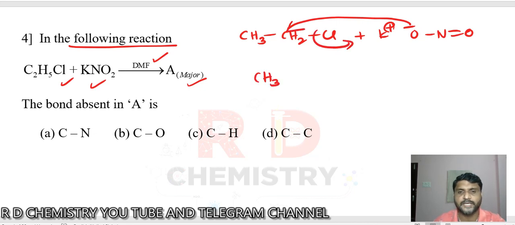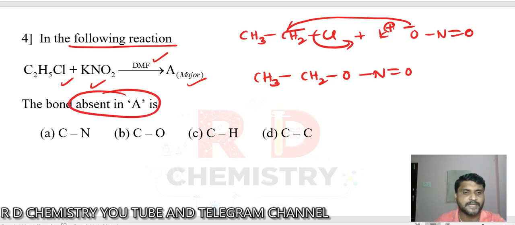Therefore, we'll get CH3CH2O–N=O. We get the ethyl nitrite compound. So, which bond is absent in here? Carbon-nitrogen we can't see. A direct bond is not there. Absent. Okay. The CO bond is there.